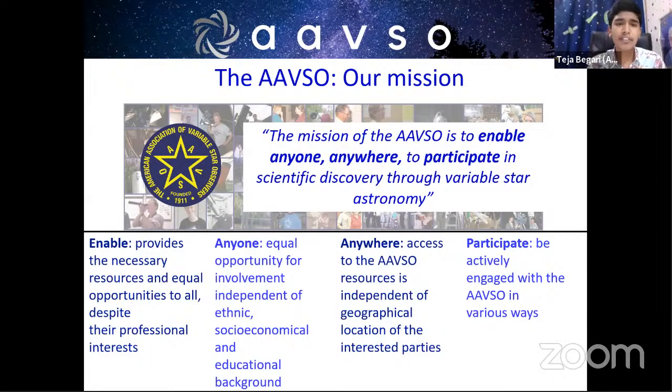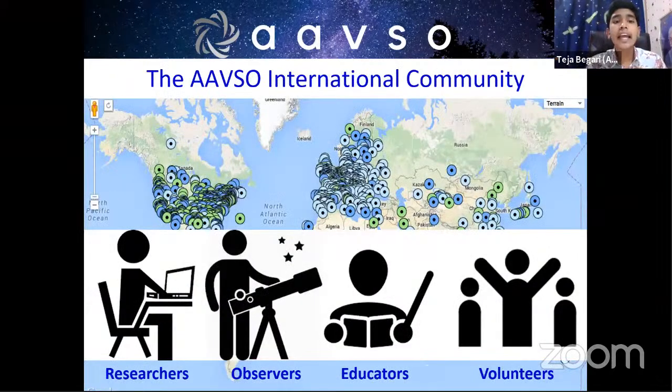It enables anyone. If you're interested in astronomy, that is what matters. So if you're interested in astronomy and you would like to participate in different citizen science projects, you're very welcome to join AAVSO and other citizen science projects. We have researchers, observers, educators, and a really dedicated team of volunteers. We not only observe variable stars, but we also observe sunspots, and we have an exoplanet database, and there are really great observers.